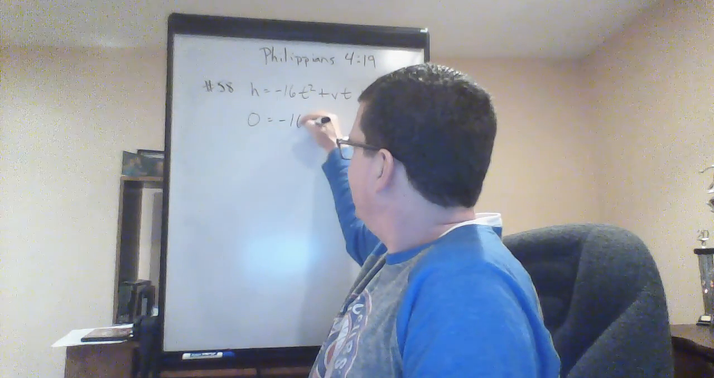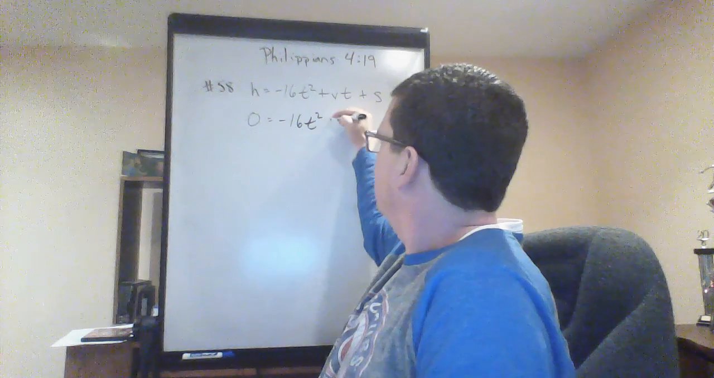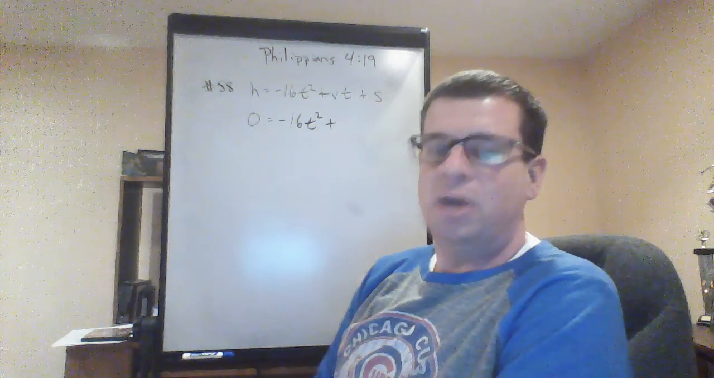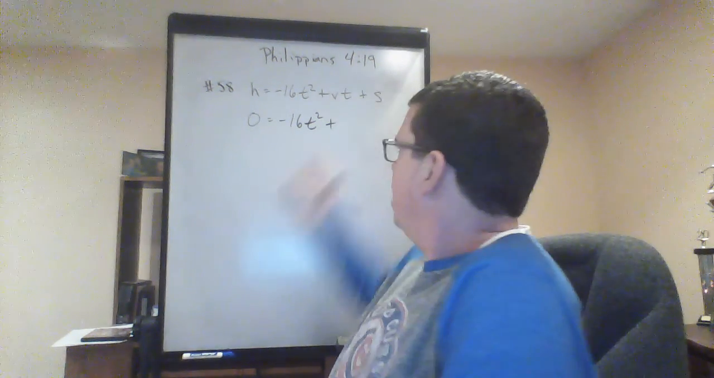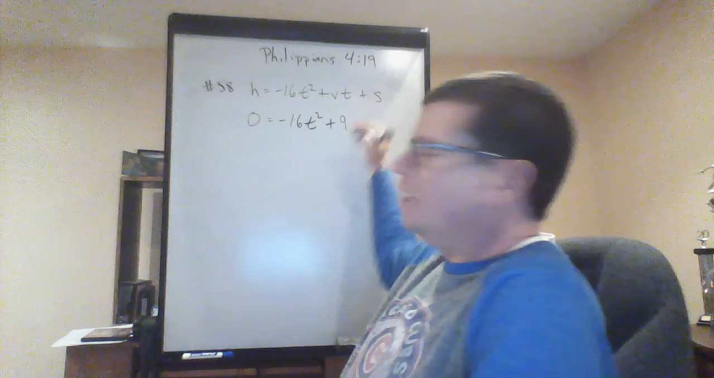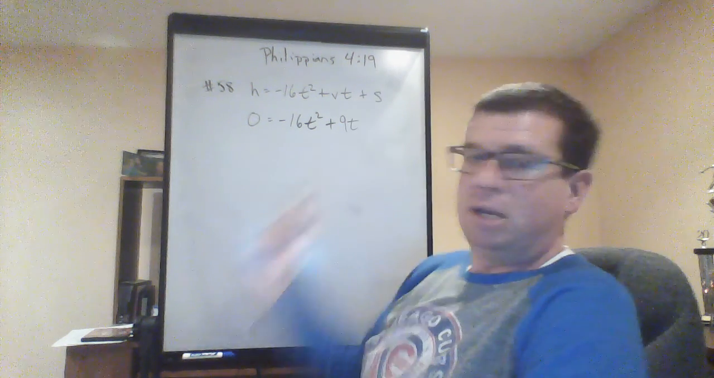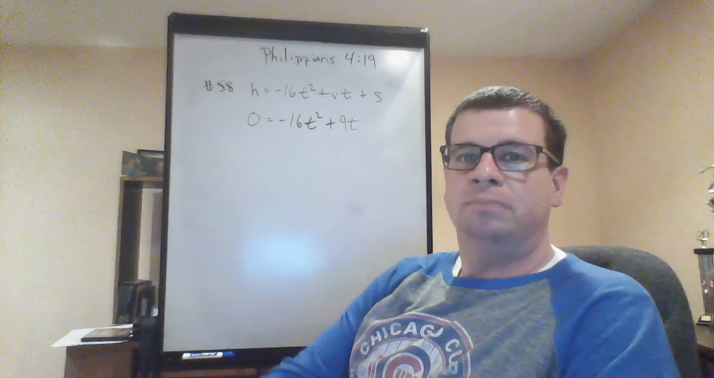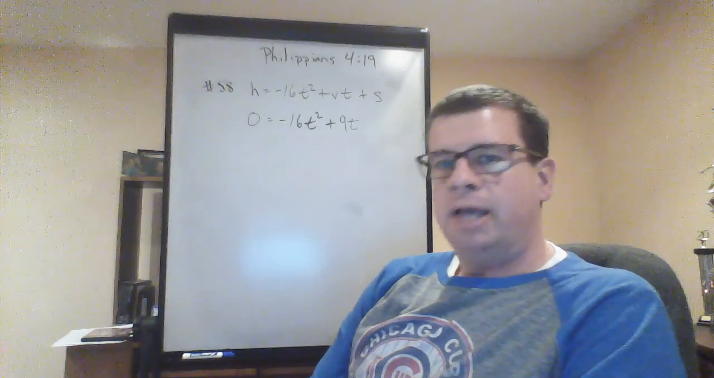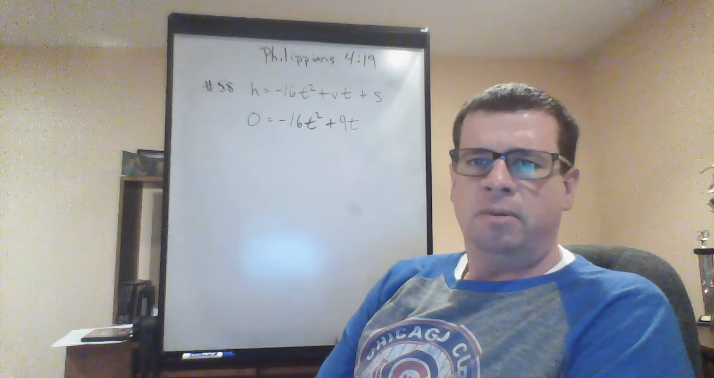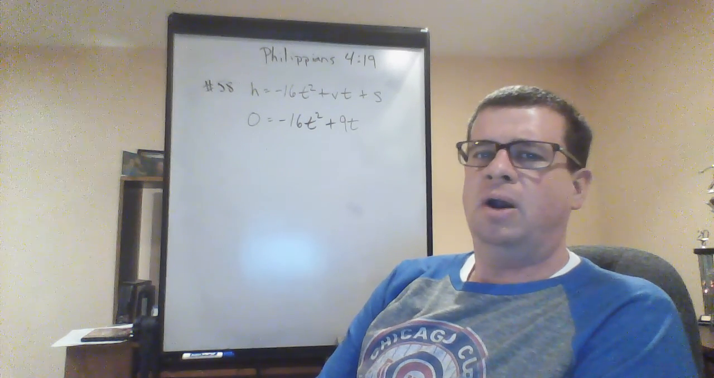So negative 16t squared plus, now v was her initial velocity, and we were told that was 9 feet per second. She was leaving at 9 feet per second. And again, I'm going to leave the t there simply because that's our variable. We don't know the time. That's what we're trying to figure out.